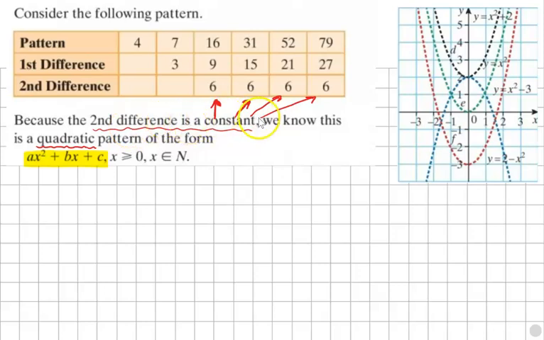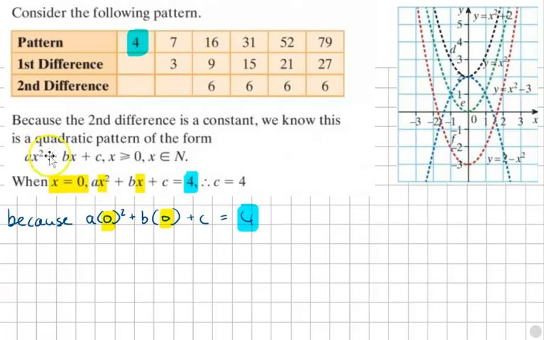Because the second difference is constant, we know this is a quadratic pattern of the form ax squared plus bx plus c, where x is greater than or equal to 0 and x is an element of the natural number set. So when x is equal to 0, we get ax squared plus bx plus c is equal to 4. Therefore, c is equal to 4.